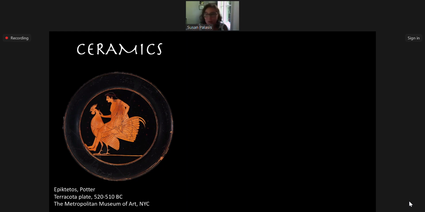So let's start with ceramics. And this was a famous potter named Epictetus. This is his terracotta plate from 520 BC, and it's on display at the Metropolitan Museum of Art. His name actually means newly acquired, which suggests that he was probably a slave that was newly acquired. And he had many pieces, and they were really praised for the fine craftsmanship.